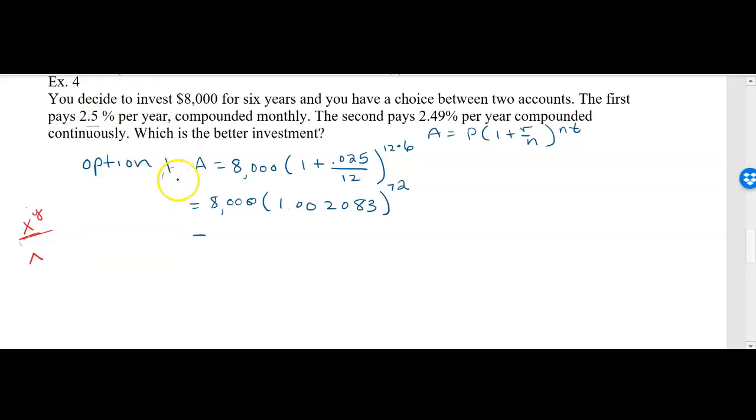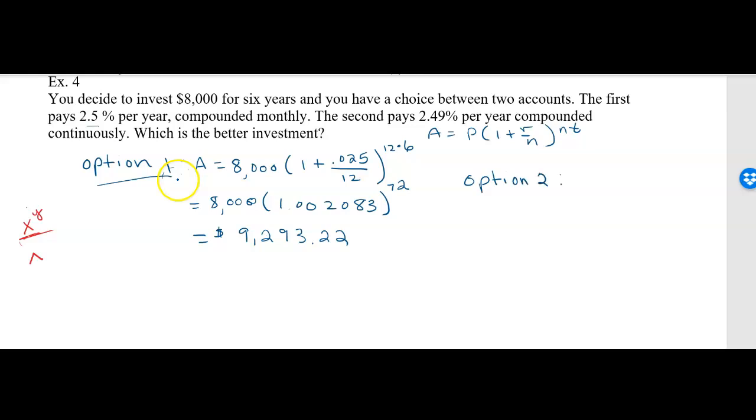All right, we're going to keep going. So I'm going to do this all in one step. Put it all in your calculator and round to the nearest cent, and we get $9,293.22. All right, this is option 1. I'm going to go over here. This one's going to be different, and I'm going to tell you why.